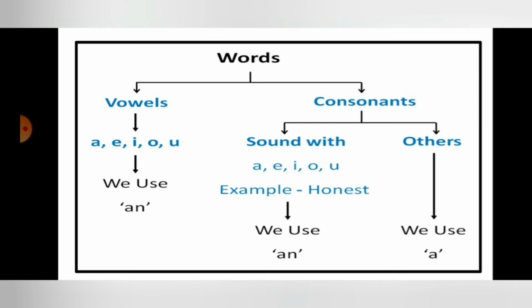Here is another thing you can see under the consonants. Even words that start with consonant letters but sound like a vowel take an, like: he is an honest man. Here honest starts with H but is pronounced as O. So we use an before this kind of word.